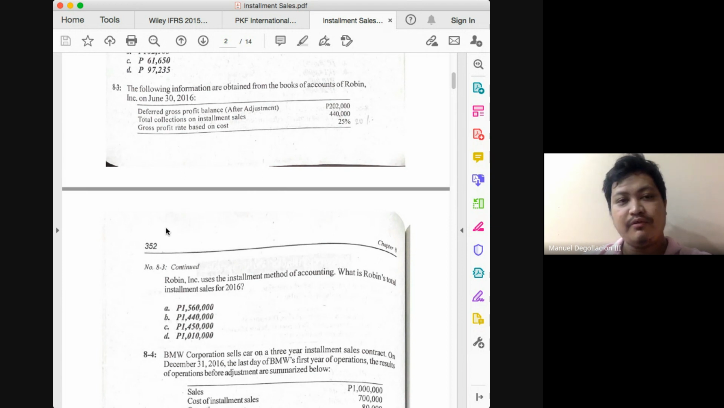So to get the markup on your 440,000 collection, you will have to divide 440,000 by 125%, and that will give you the cost recovered from your collection, which is 352,000. You deduct that from 440,000, you will get 88,000, and that is your realized gross profit. Or you simply multiply the cost with the markup rate based on cost. So 352,000 times 25%, that will still give you 88,000.